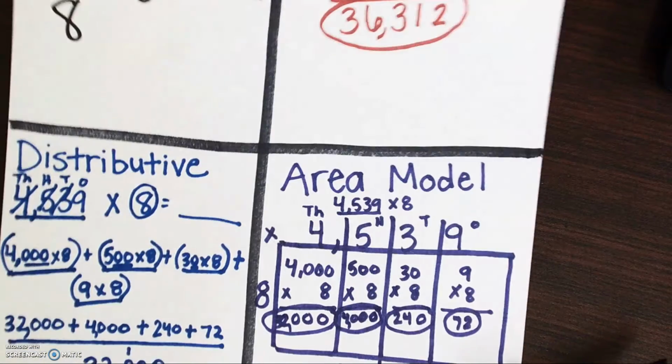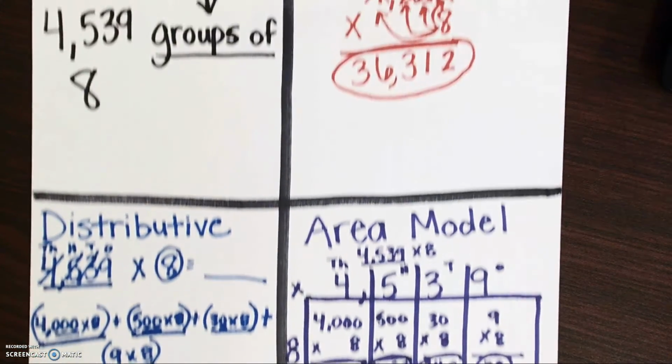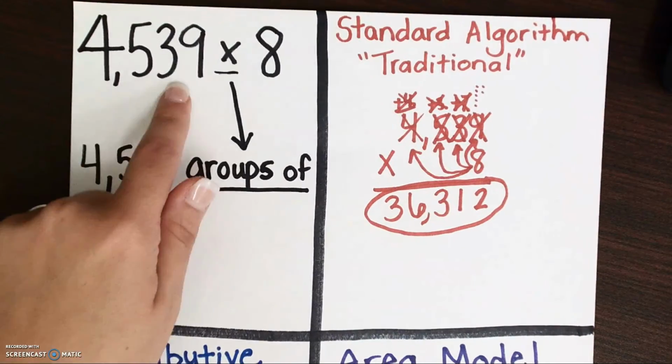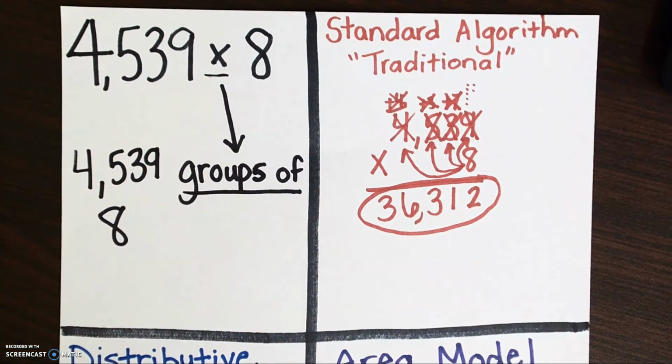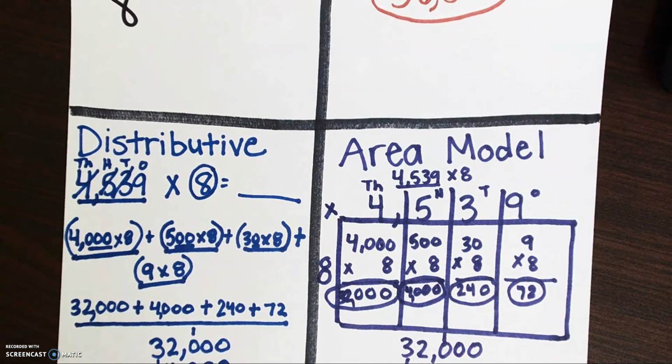36,312. Alright guys, that's the way you do your 3 different strategies when you are multiplying a 4-digit times a 1-digit number. If you have any further questions, please reach out to your teacher.